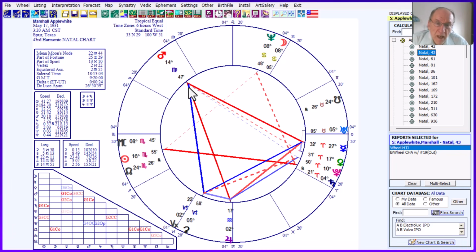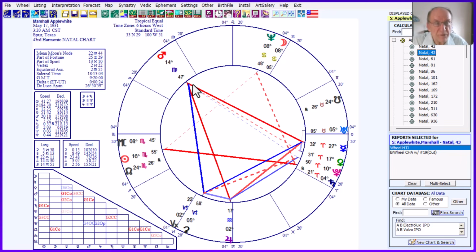And I've never seen golden mean aspects as clear, sharp, and strong as this. I mean, I've looked at hundreds, but this is very unusual. He has this angle here. The red ones are conjunctions. They're based on the 360.